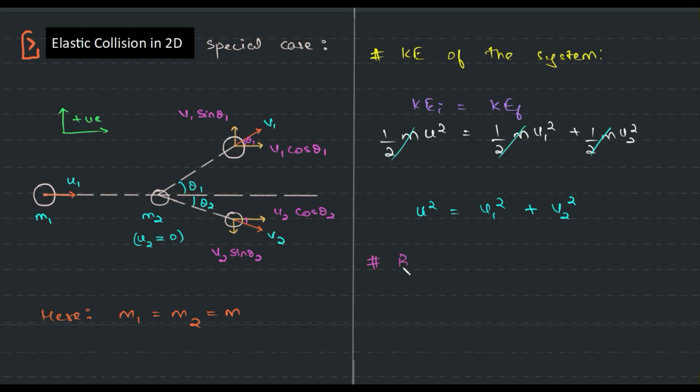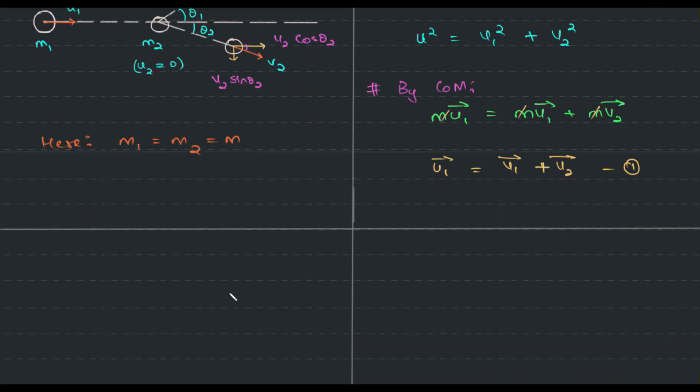Then by conservation of momentum, we know that the initial momentum should be equal to the final momentum. So here m and m is common, so we have the following. I'll call this 1. So with these two results, we'll be able to conclude one thing.